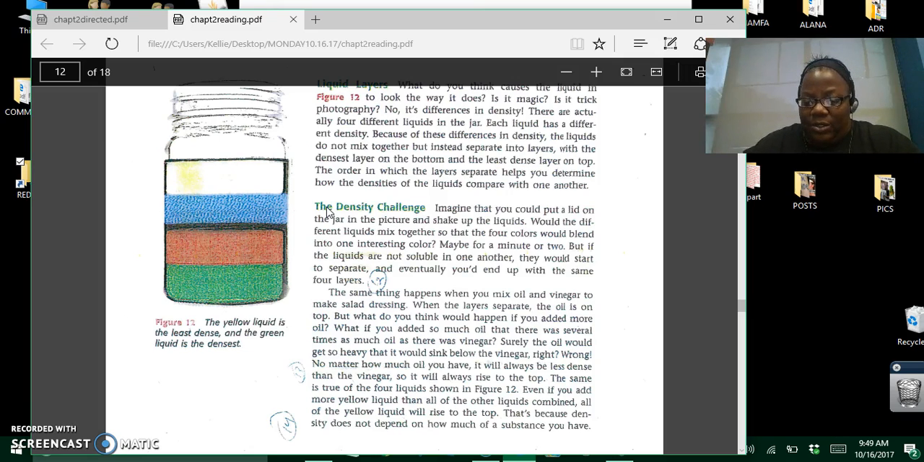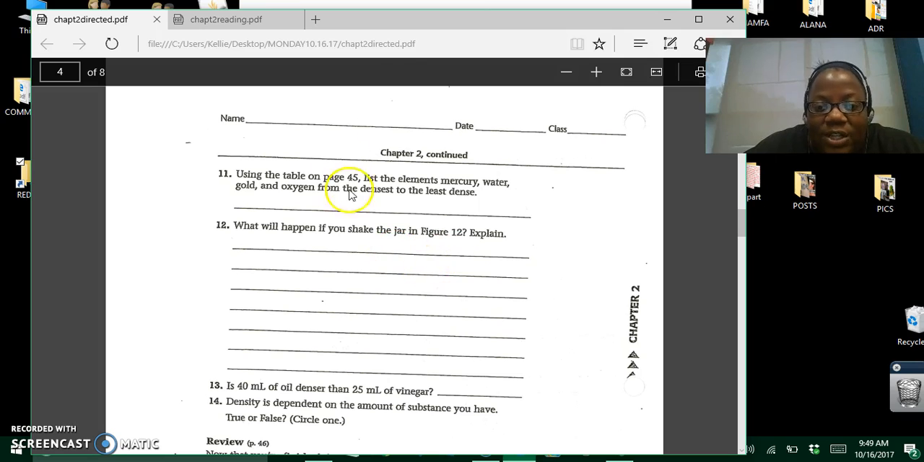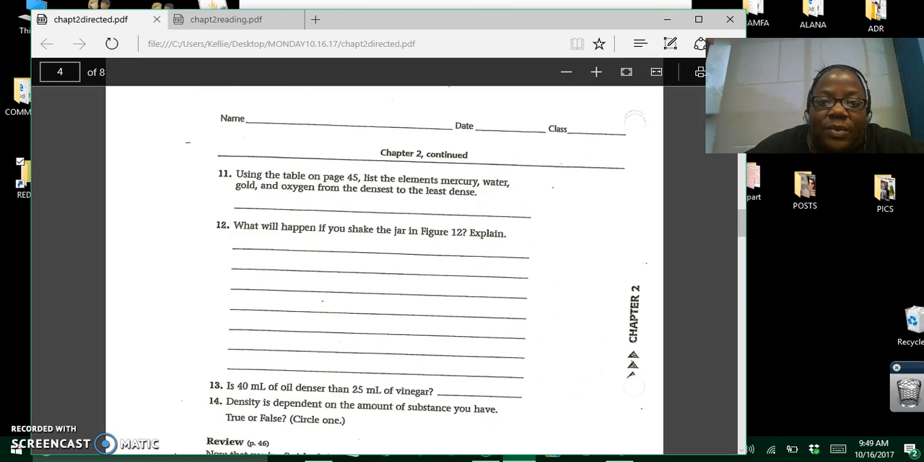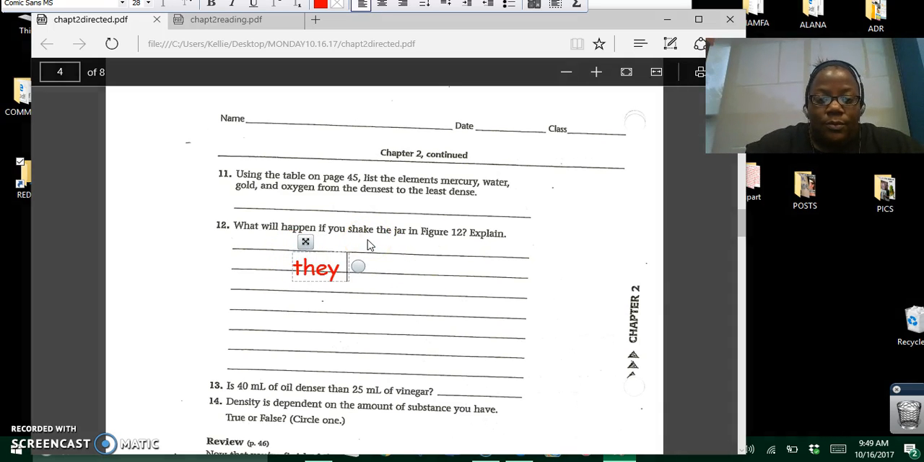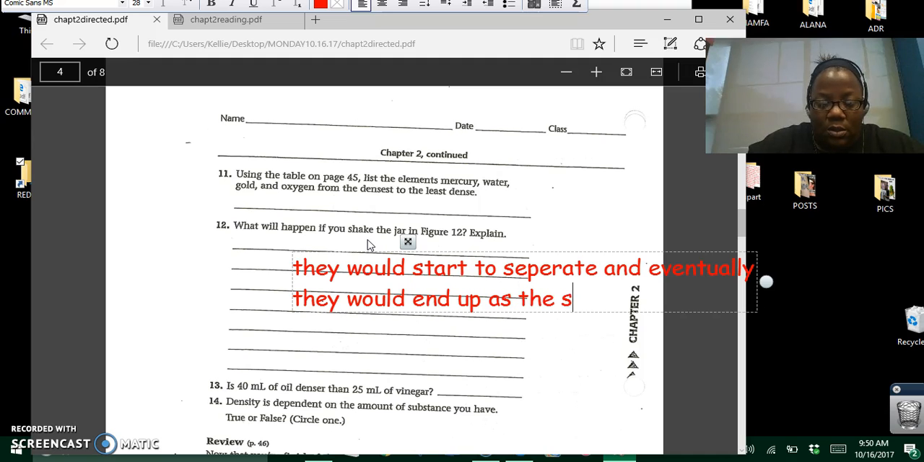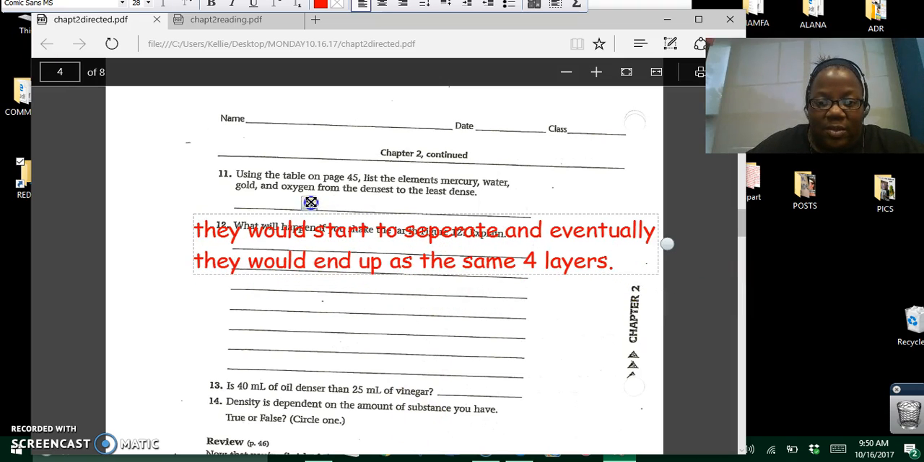Okay, so now we can actually go ahead and answer this question. What will happen if you shake the jar? Oh yeah, so I think the easiest thing would be they would mix. It would be like this. Here's number 12. They would start to separate, and eventually you'd end up with the same 4 layers. Let's write that as our answer. There you go. They would start to separate and eventually end up in the same 4 layers.